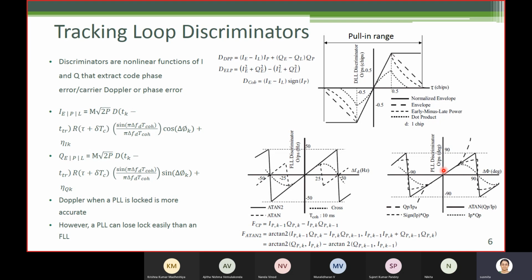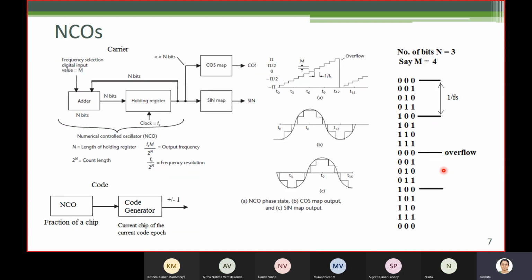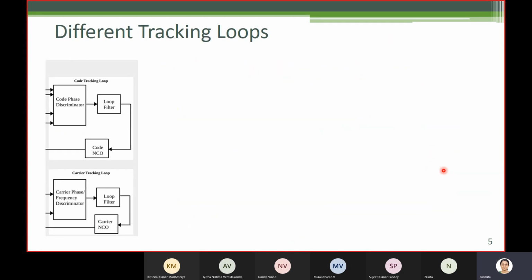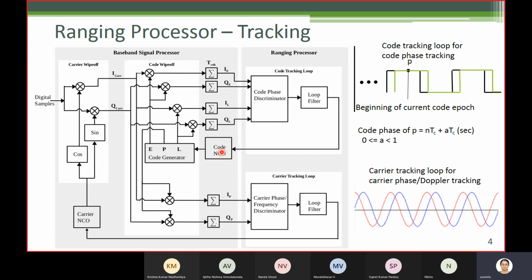Okay, that's all about the discriminators. Next, we'll quickly look at the numerically controlled oscillator. Here we have the numerically controlled oscillator for the code tracking loop, and here we have it for the carrier tracking loop. So let's quickly see how these numerically controlled oscillators work and contribute to tracking.